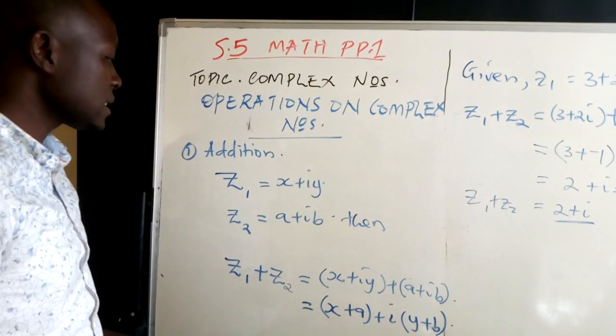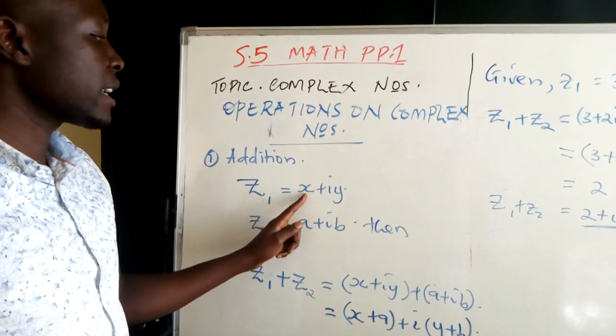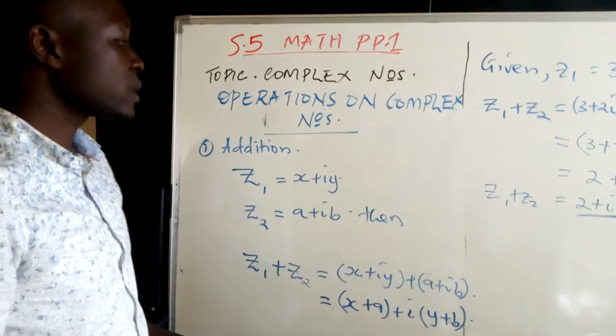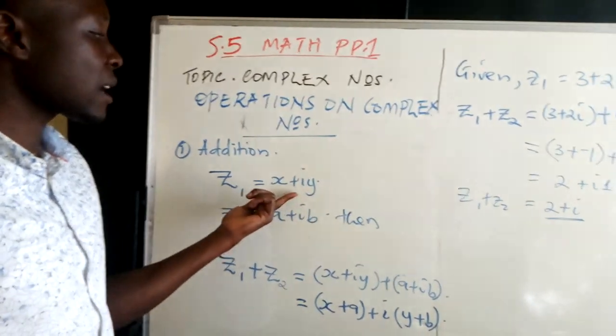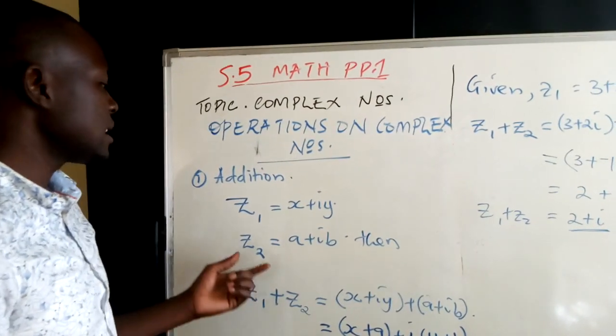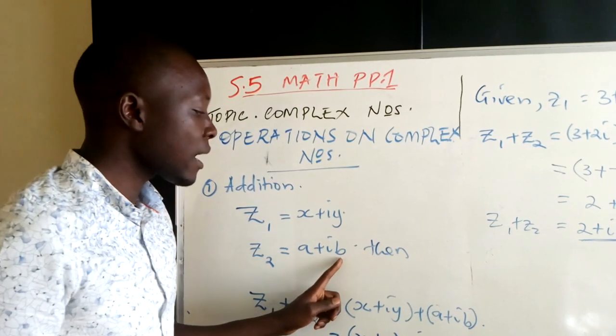Say for instance, we are given the first complex number z1, which is x plus iy. For those who were with me in the first video, you knew that any complex number can be written in this form. Then say another complex number z2, which is a plus ib.